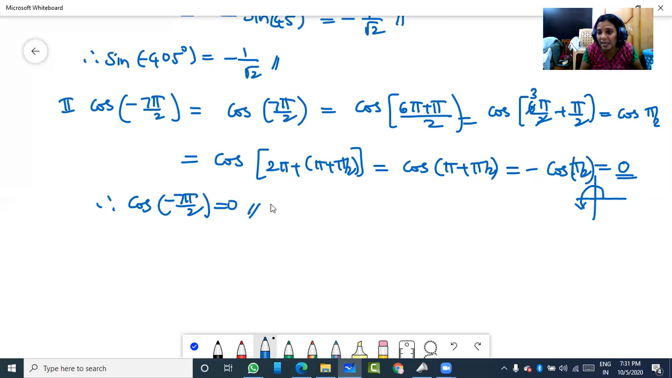It is for a clear idea. Generally, we can take cos of n pi plus theta is equal to, if n is odd, that will come in the third quadrant. Third quadrant means minus cos theta. If theta is pi by 2, it is 90 degrees. But for your clarification, I can write it in detail.